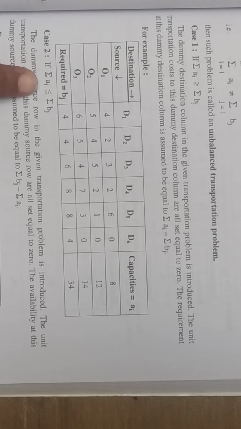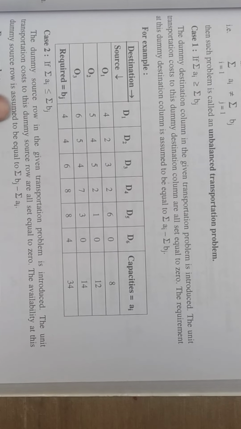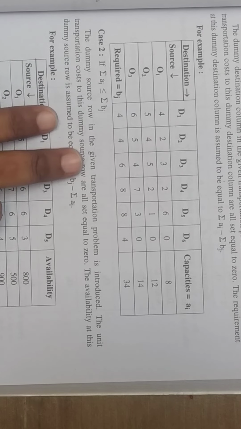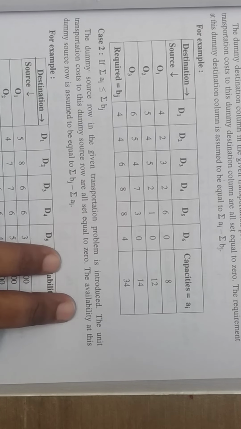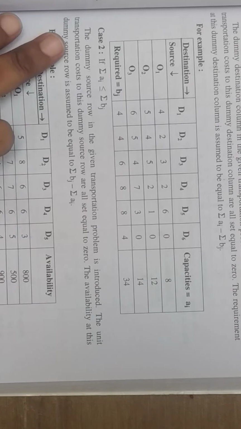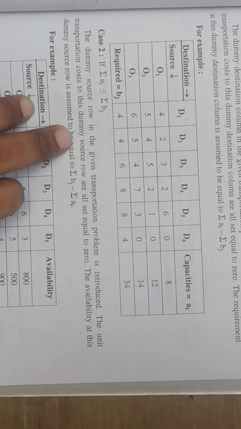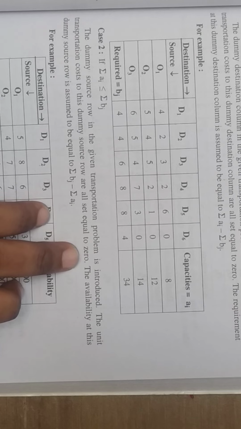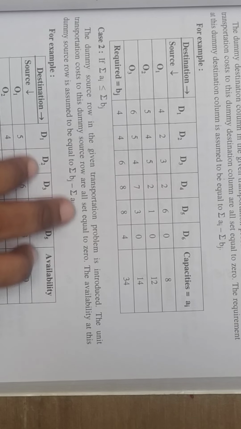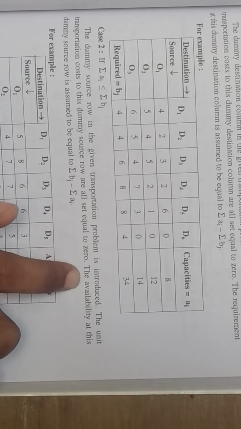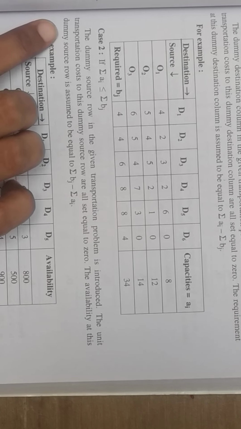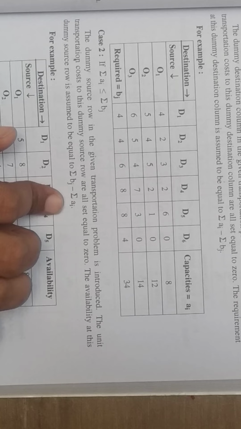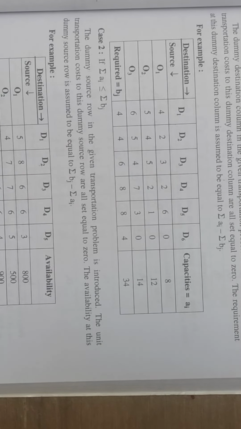If summation Ai is less than or equal to summation Bj, a dummy source row is introduced in the given transportation problem. The unit transportation costs to this dummy source row are all set equal to 0. The availability at this dummy source row is assumed to be equal to summation Bj minus summation Ai.